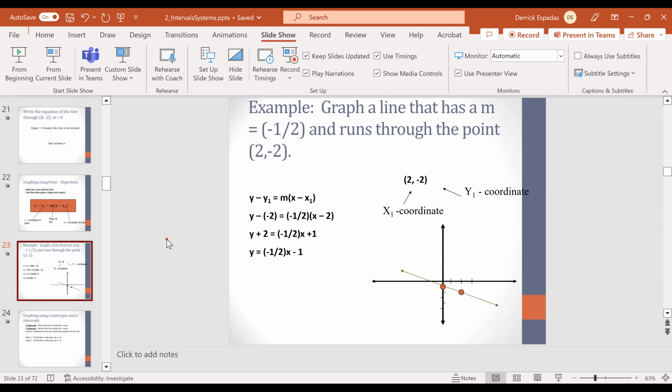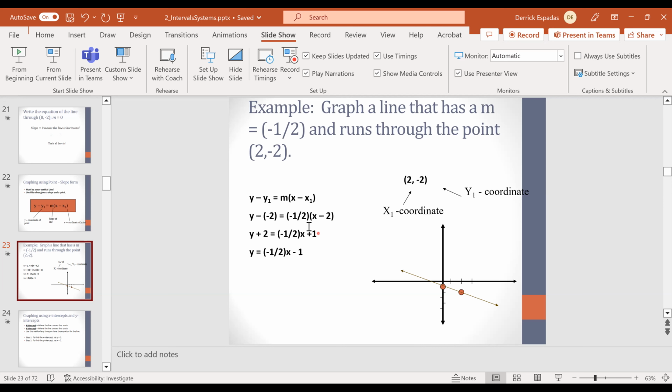So now we do the math. y minus minus 2. We know that the negative and the negative make a positive, so now we have y plus 2. We're going to do negative 1/2 times x, and this is the example of the distributive property. Negative 1/2 times x is going to be negative 1/2 x. Negative 1/2 times negative 2 is going to be positive 1.